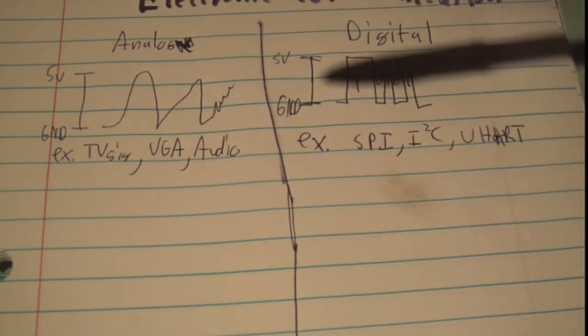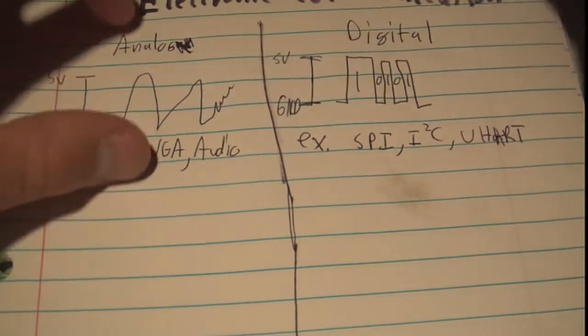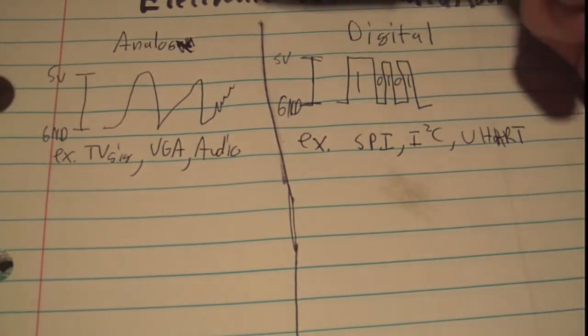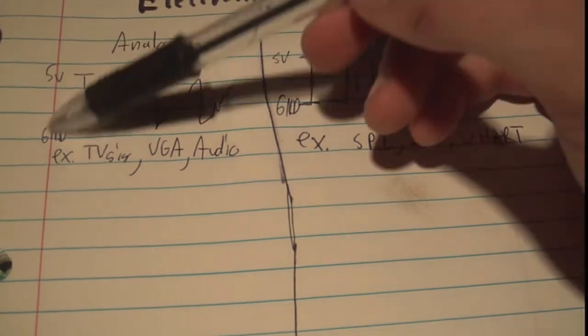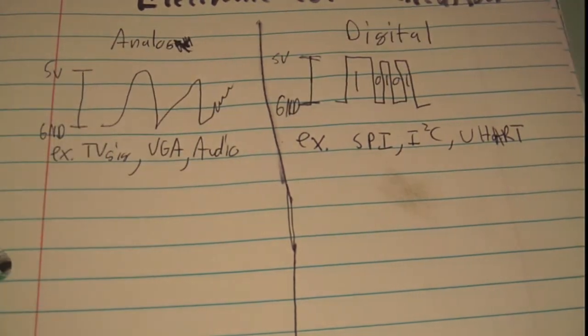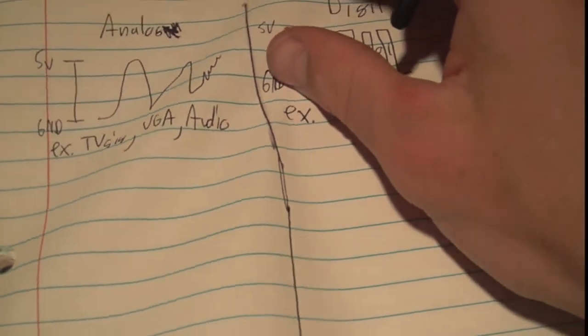Now how can you distinguish between them? Well, it's pretty simple. Digital, you're going to see something like this if you look at it on a scope. And analog, you're going to see something like this. It's going to vary. They're quite easy to distinguish between. But now, how is the information actually transferred?